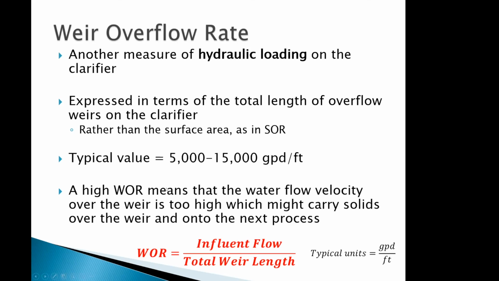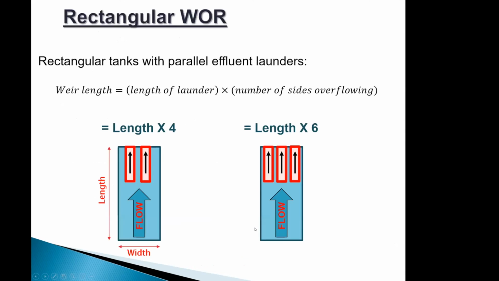effluent. And so for weir overflow rate, we're going to take the influent flow to the tank and just divide it by the total weir length. And so remember that the weir length is the total length of weirs that the water can overflow in order to get out of the tank.